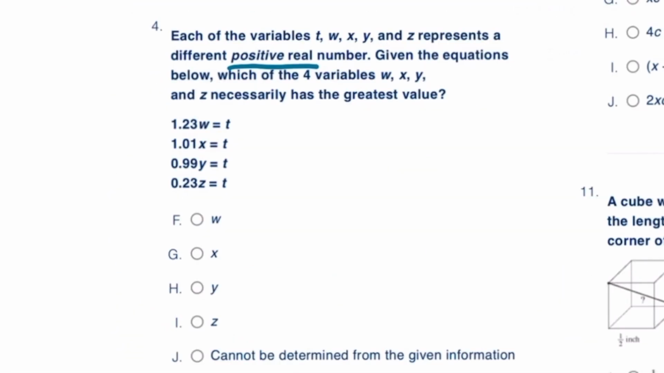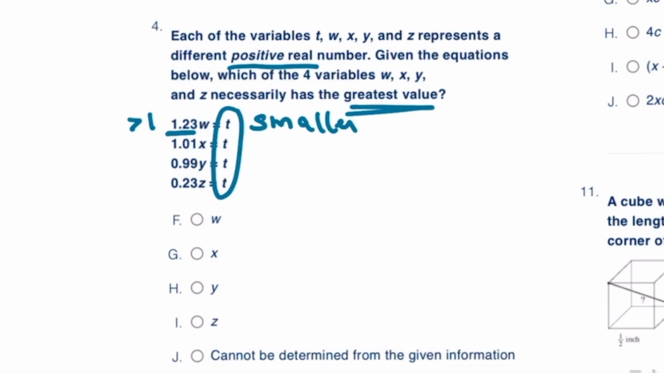For number 4, we have some equations here that we want to then figure out which number is the largest number. So you might know whenever you're multiplying something by something larger than 1, so 2, 5, 10, your number is going to get bigger. So notice here they're all equaling t, so when I'm multiplying something larger than 1, it's going to get bigger. So that means that that number, w, is smaller than t, because I have to multiply it by something bigger than 1 to make it larger.